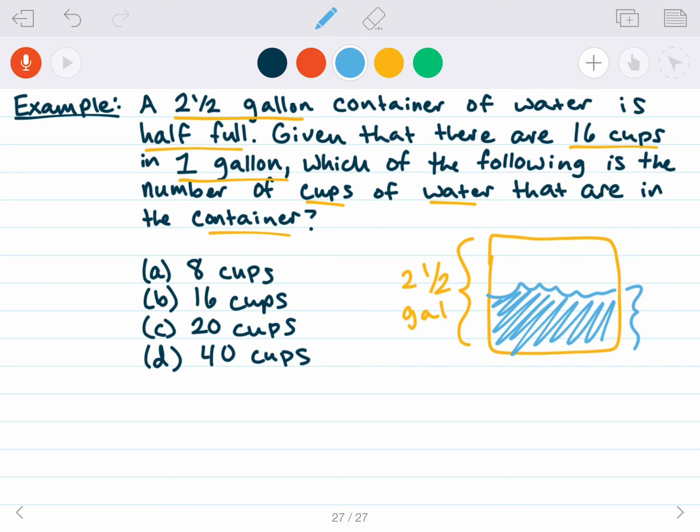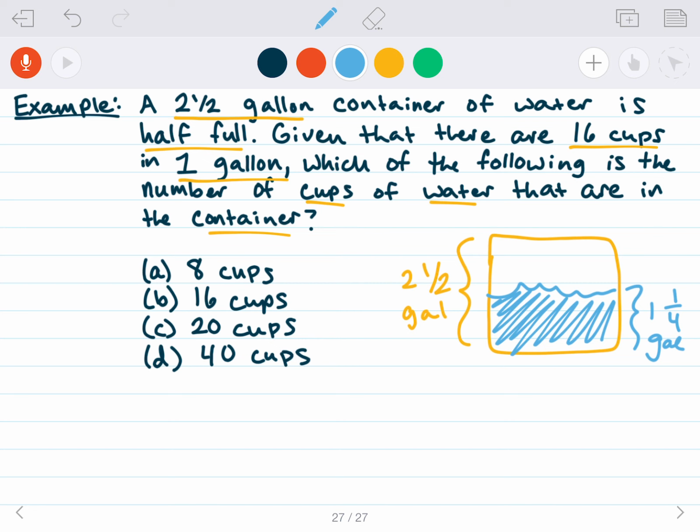So all we really have is this. And basically we want to take half of 2.5. Well, what's half of 2? Half of 2 is 1. What's half of a half? That's a fourth, right? Half of a half, multiply. So this is 1.25, right? Because 1.25 plus 1.25 is 2.5. All right, so that's that. So this guy is going to be 1.25 gallon.